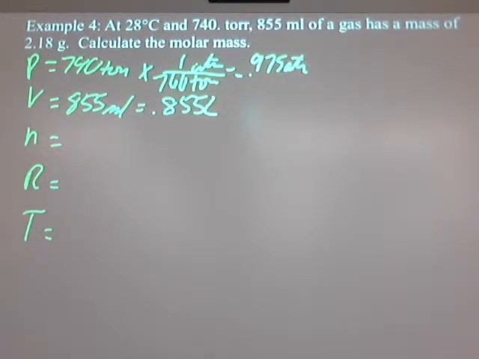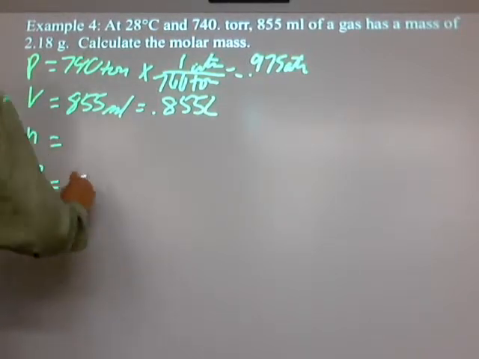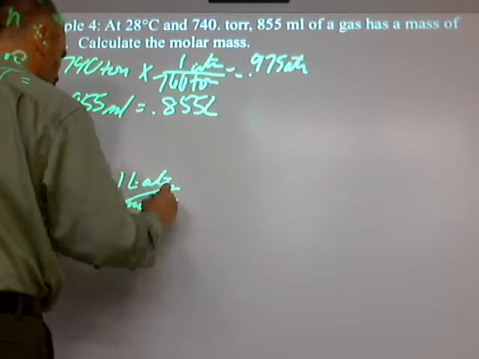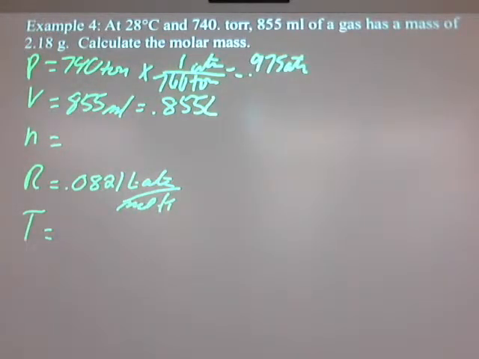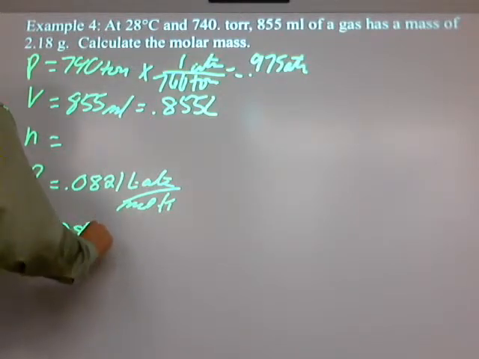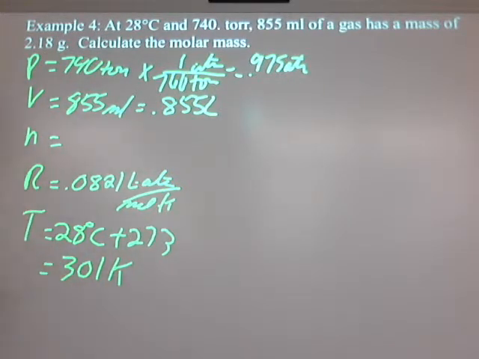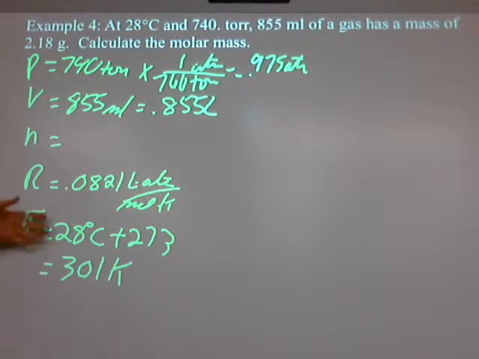We're going to skip that guy for a minute. Let's fill in the rest of this stuff. What's R? Liter atmospheres per mole Kelvin. And my temp. 98.6? No, that's my temp. What's this guy's temp? 28 degrees Celsius plus 273, which is 301 Kelvin. All right, nothing real surprising there, but we got a problem with N.